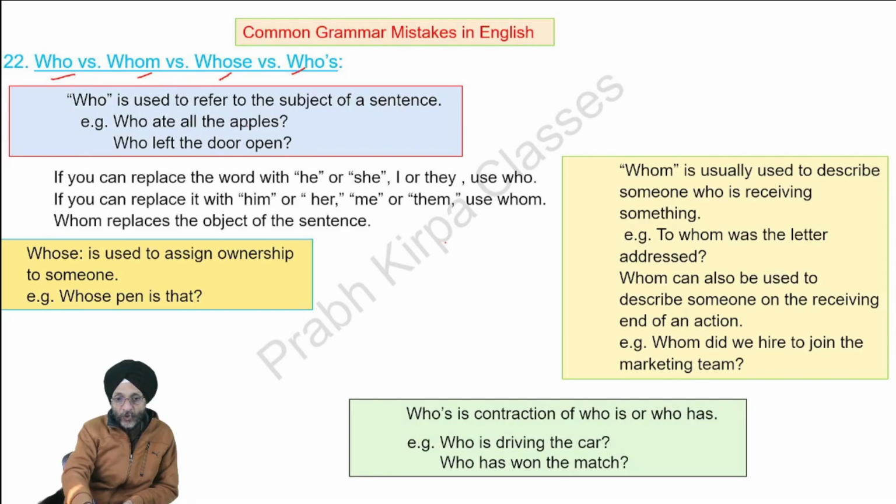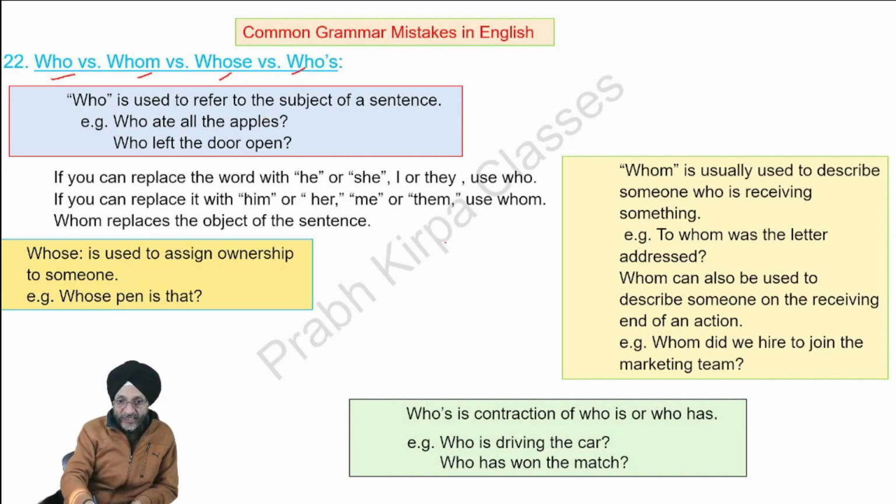For example, who ate all the apples? Who left the door open? If you can replace the word with he or she, I or they, we should use the word who. For example, if the answer is he ate all the apples, they ate all the apples, he left the door open, I left the door open, then in that case, we are to use the word who.